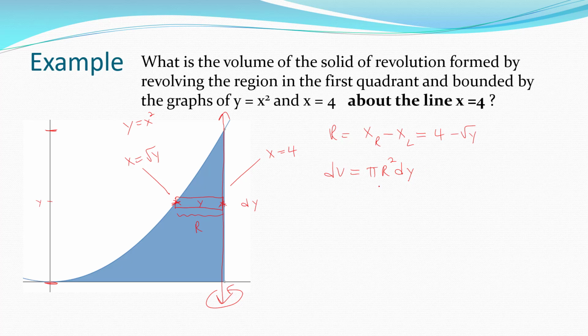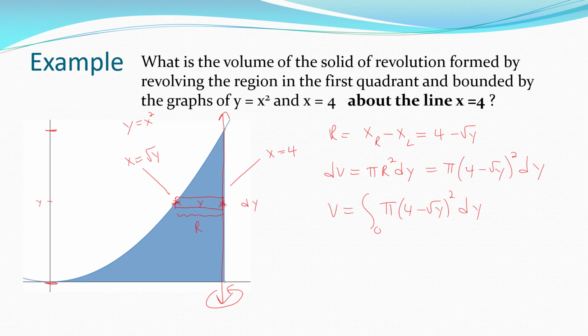So that would then be equal to pi times (4 minus the square root of y) squared dy. So the volume is then equal to the integration from something to something of pi times (4 minus the square root of y), that quantity squared, dy. The lower bound is certainly 0.